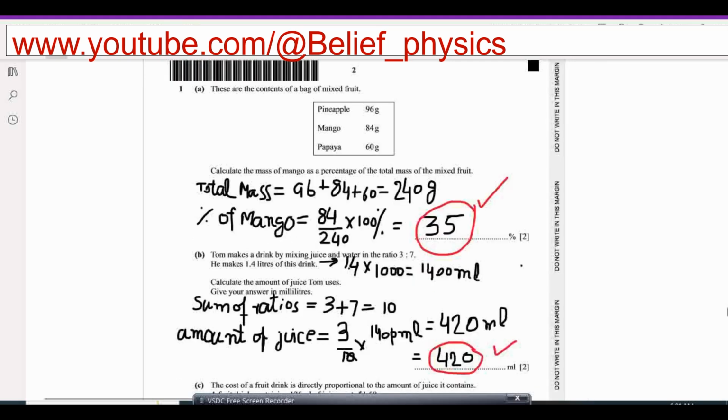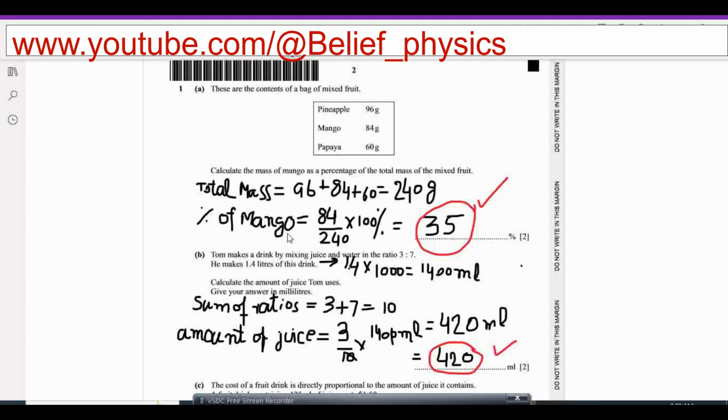First of all, we calculate the total mass of the fruits. We add them: 96 plus 84 plus 60. Using a calculator, the sum of the masses is 240 grams. Now we have to find the percentage of mango. Mango is 84, and to find a percentage we put part over total into 100%. So part is 84 over total 240 into 100%. When we simplify it with the help of a calculator, it comes out to be 35%. So the answer is 35%.